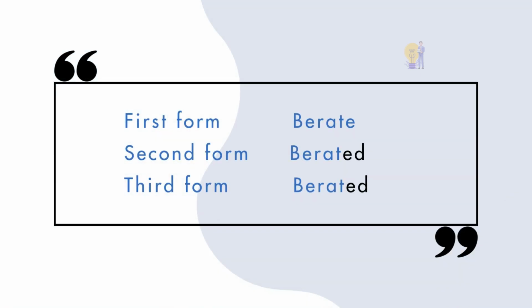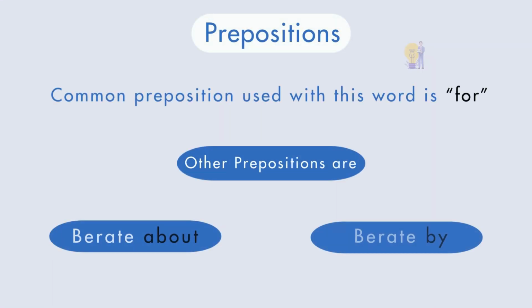The first form is berate, the second form is berated, and the third form is berated. Common preposition used with this word is for. The other prepositions are berate about and berate by.